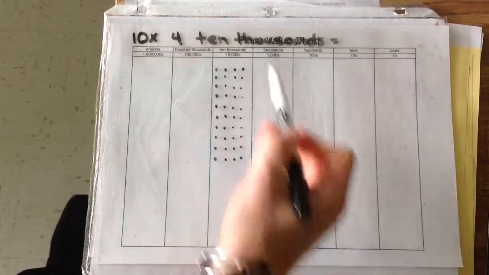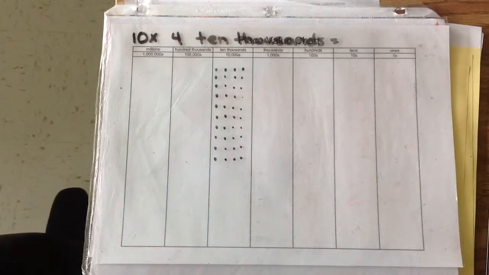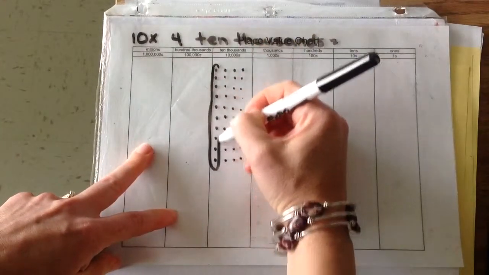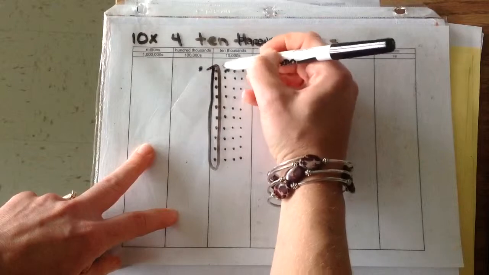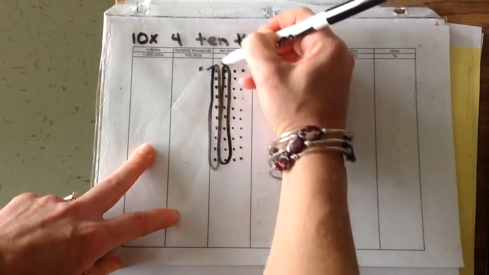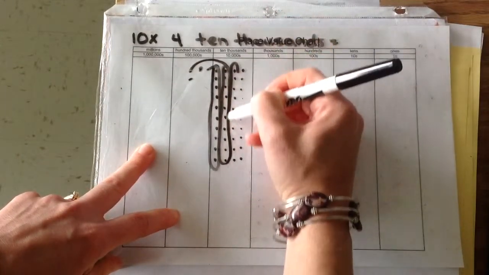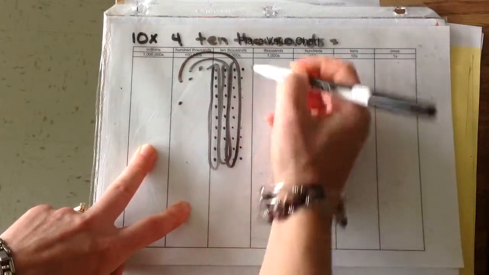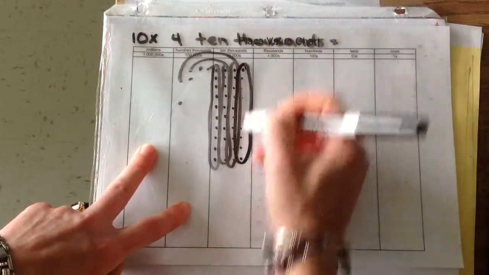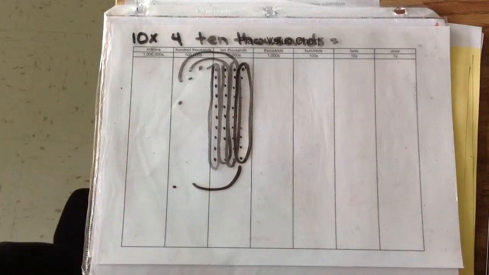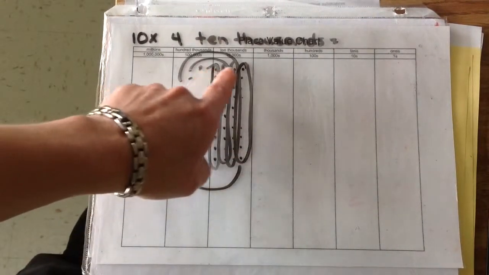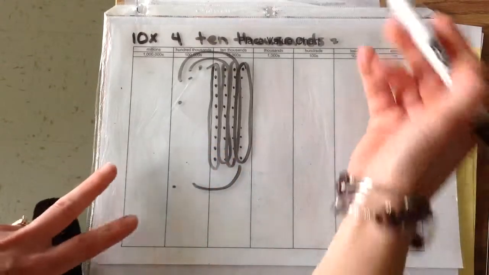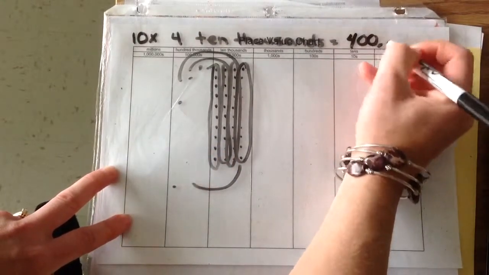But I can't have 40 10,000s there. I have to bundle. So I would bundle and take it over. Bundle 10 and take it over. Bundle 10 and take it over. Because 10 10,000s, we already found out, is 100,000. So 10 times 4 10,000s is actually 1, 2, 3, 4 100,000s.